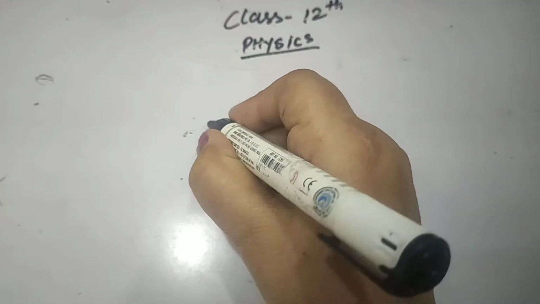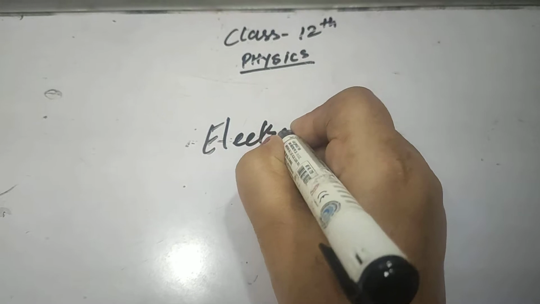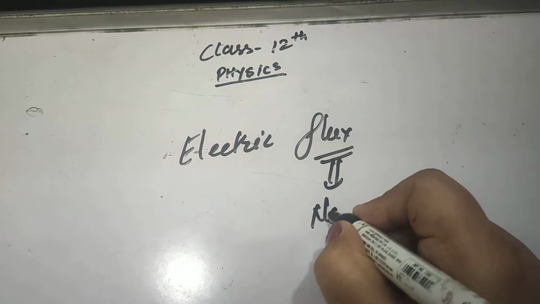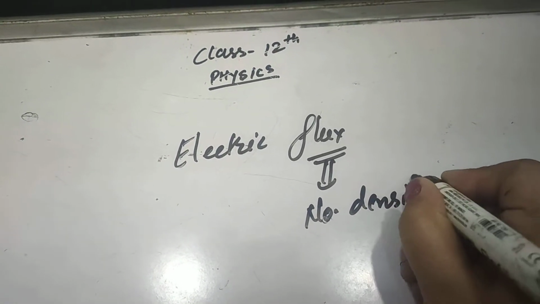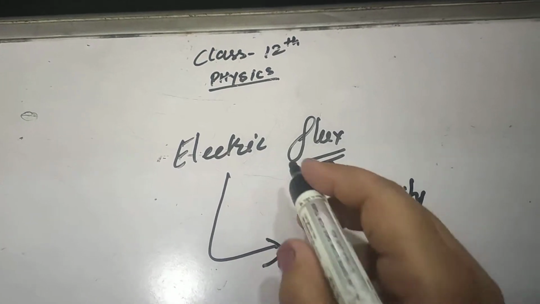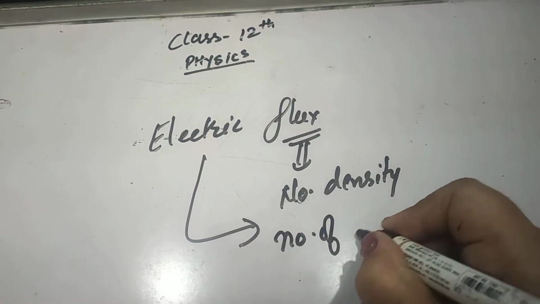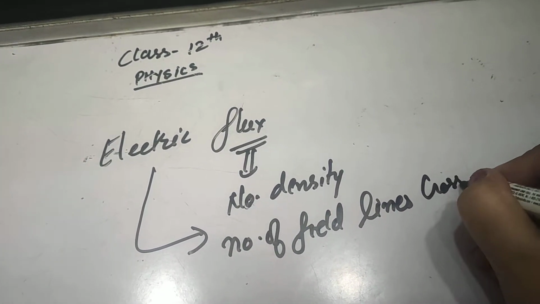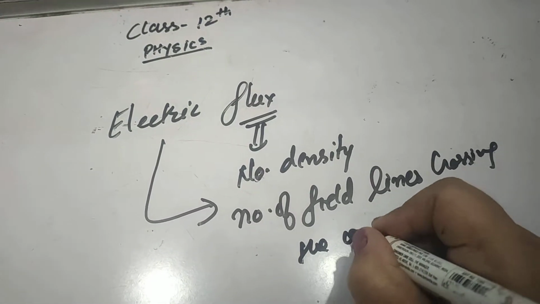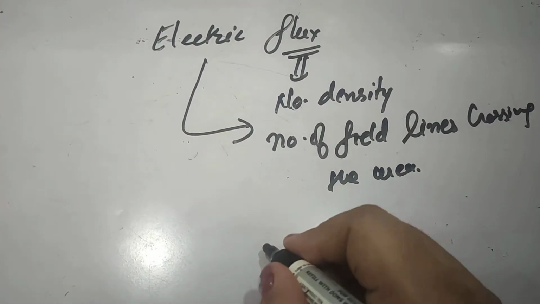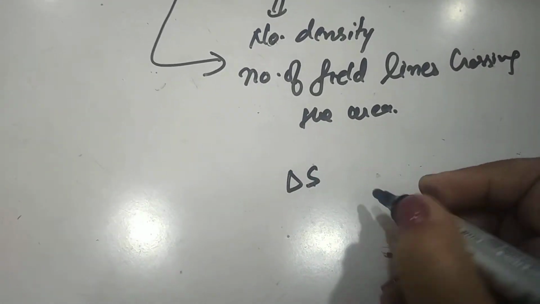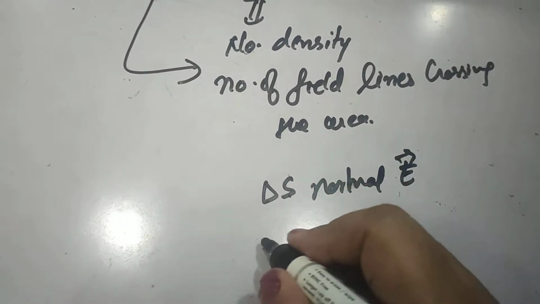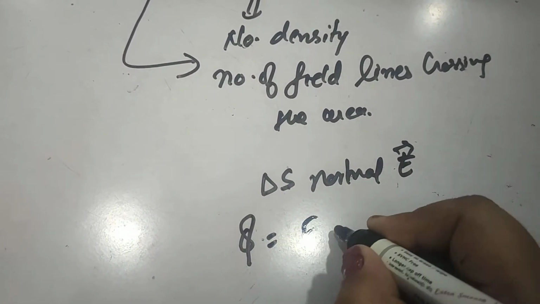Now our next topic is electric flux. Flux means number density, or electric flux we can easily define as the number of field lines crossing the area. Now suppose we are having a small area delta S held normal to field lines E. In that case, the flux phi can be represented by E delta S.